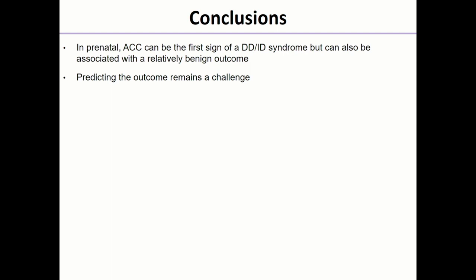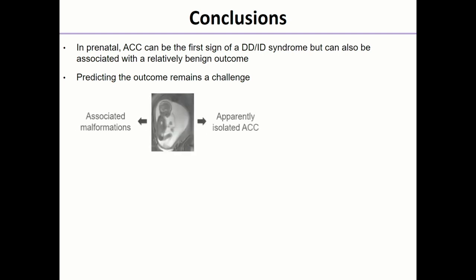So in the prenatal situation, ACC can be the first sign of a developmental delay or intellectual disability syndrome, but it can also be associated with a quite benign outcome. I don't say that persons without corpus callosum are completely normal. If you do tests, you can see that they are slower to perform tasks. They have some learning disabilities, but this is in the normal range of intelligence. So predicting the outcome remains a challenge in clinical practice.